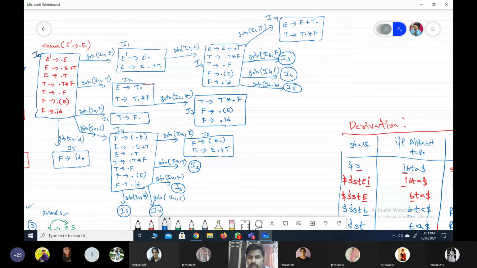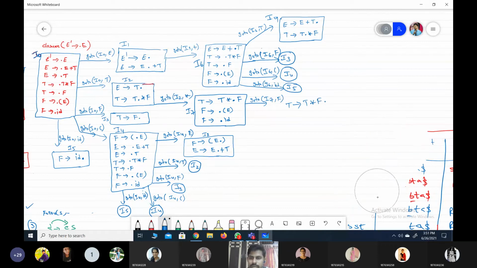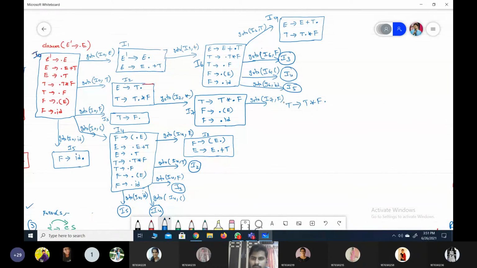I6 state, all the alphabets are applied. Then cross check I7. On I7, if F is applied, then go to off. I7 on F is applied, then which state are we moving to? T tends to T star F dot. Is it okay? Yes, sir. Is it matched with any one of the item states? No, sir. We are not in a position to add any more symbols. Then we are giving the new item state number I10.